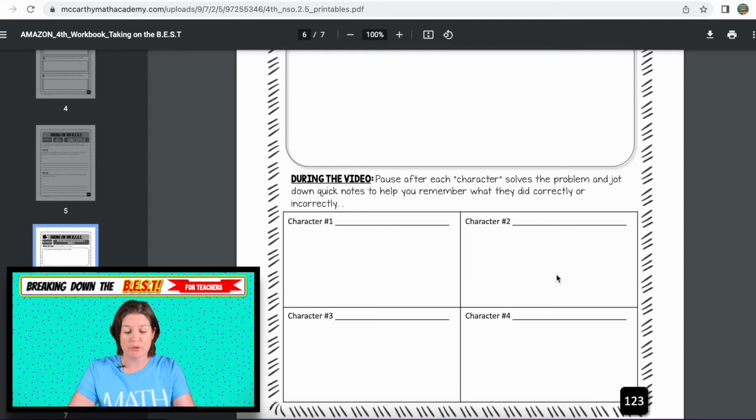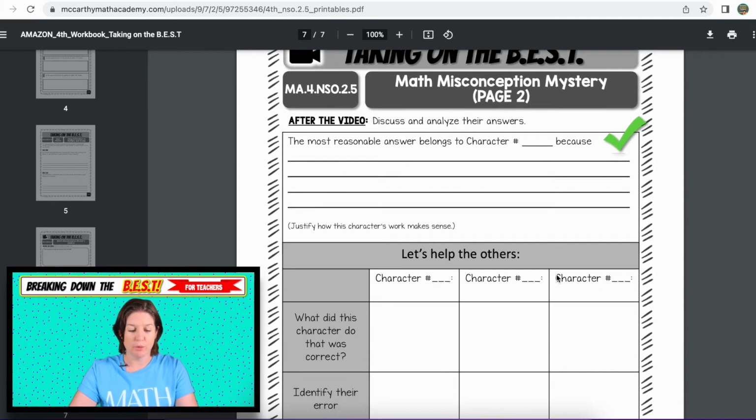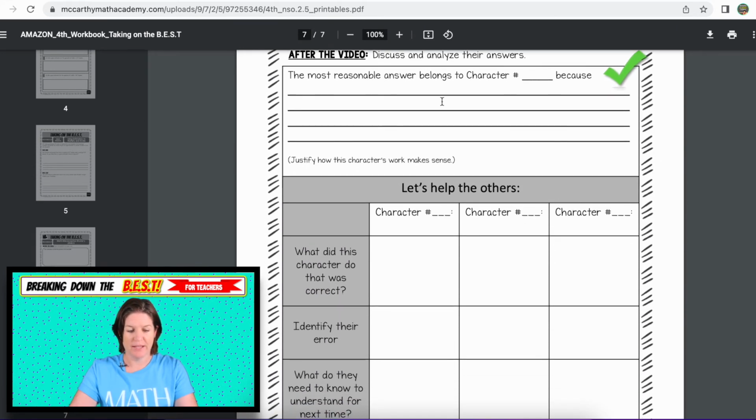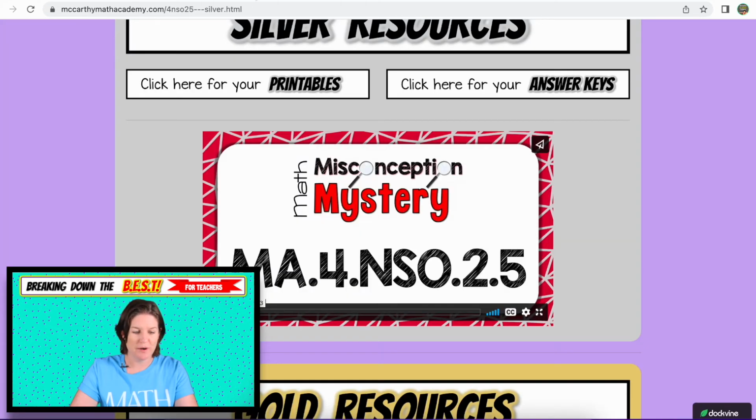So it's a great opportunity for your students to discuss, to analyze the errors. Then they fill out their detective report and say who the most reasonable answer belongs to. And then with the other characters, what did those characters do that was correct? Because even though they made mistakes, they probably did something correct in shedding light onto finding their error, and then what do they need to know for next time. So super fun for that.